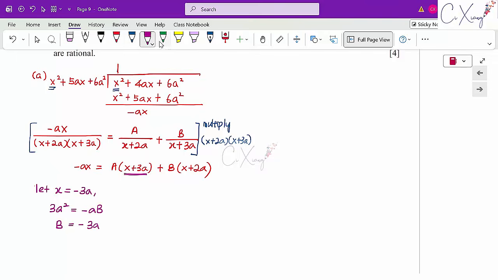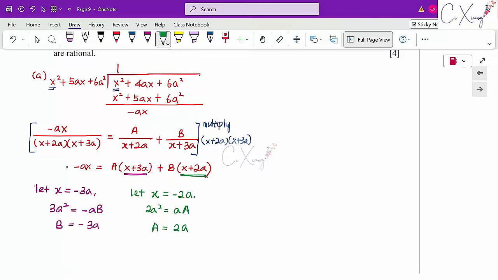And now let us continue with another linear factor. Let's look at this linear factor now, x plus 2a. How am I going to make this bracket become 0? I need to let x equal negative 2a so that this bracket becomes 0. Apply the same thing, substitute x equals negative 2a into the whole equation. So negative 2a multiplied with negative a, you have 2a squared. Negative 2a plus 3a becomes a. So you have a multiplied with capital A. From here, you get capital A equals 2a. Alright, so you successfully get the value for A and also B.